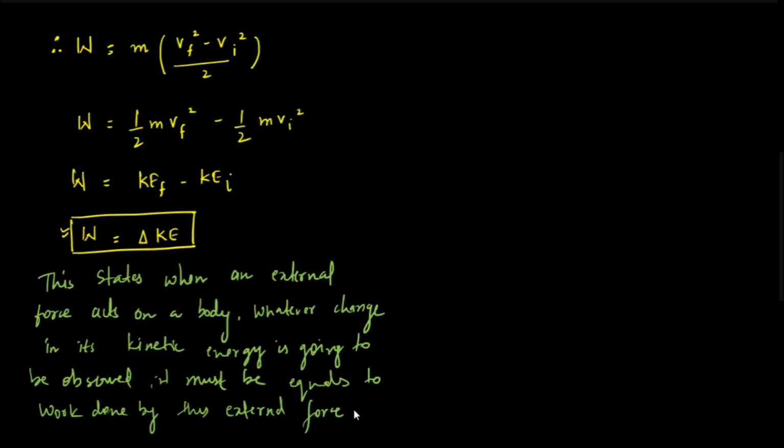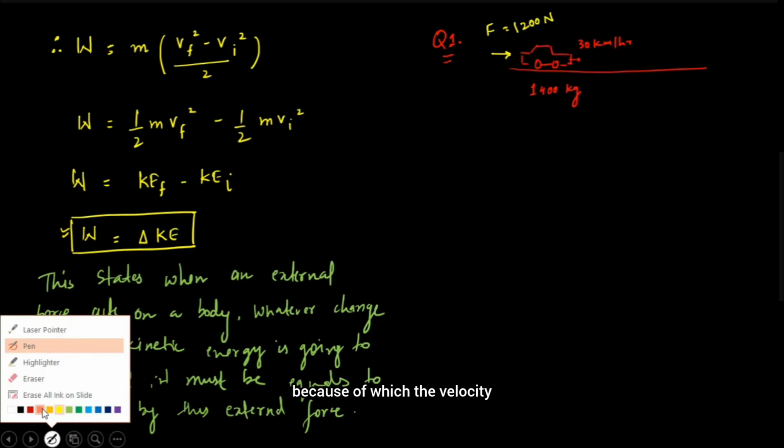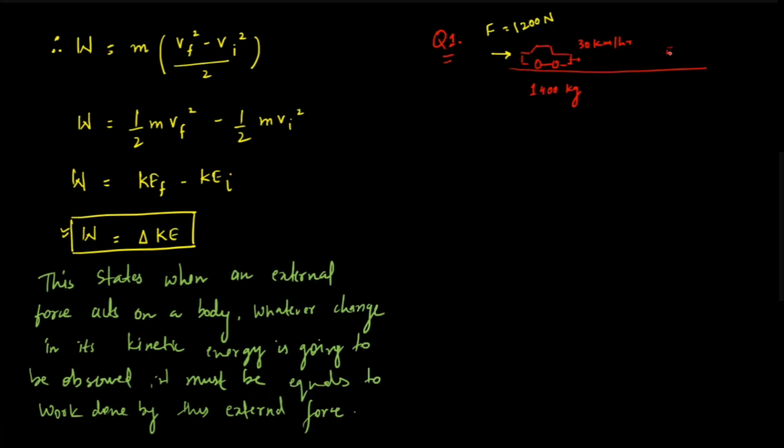Okay. So let us just try to solve this problem. The question says that there was an object. Let me just assume there was a car. This car was initially moving with 30 kilometers per hour. This car has a mass of 1400 kgs. It's struck by some truck which imparted a force of 1200 newtons, because of which the velocity, or you can say the speed of the car, changed to 50 kilometers per hour.